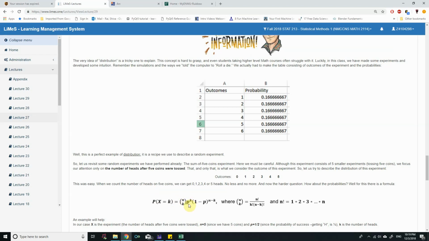So p to the k, where p is the probability of success. Here in this case, probability of getting head is 0.5, and 1 minus p is failure, getting tail, to the power n minus k. Where n choose k is defined by n factorial divided by k factorial times (n minus k) factorial. Factorial means you multiply up to the first natural numbers. So if there is 5 factorial, then we multiply 1, 2, 3, 4 and 5.